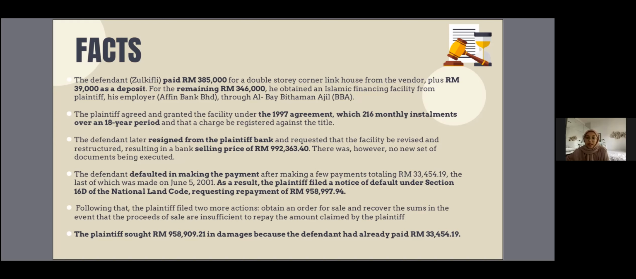As a result, the plaintiff filed a notice of default under section 16D of the National Land Code requesting a repayment of 958,997.94. Following that, the plaintiff filed 2 more actions. Firstly, they obtained an order for sale, and secondly, to recover the sums in the event that the proceeds of sale are insufficient to repay the amount claimed by the plaintiff. The plaintiff sought RM 958,909.21 in damages because the defendant had already paid 33,454.19.